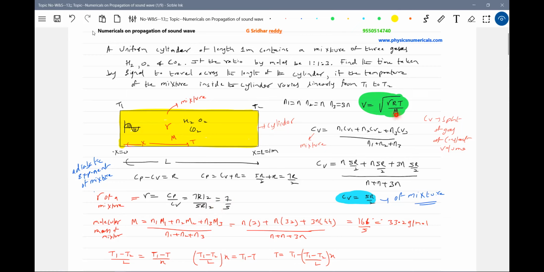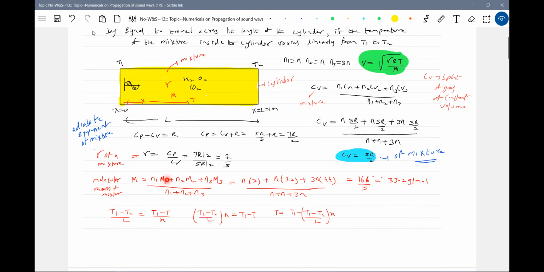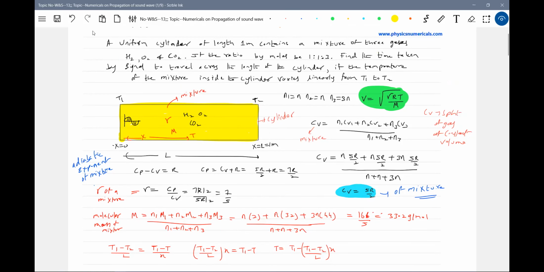Similarly, I want the molecular mass of the mixture. For that, N1 M1 plus N2 M2 plus N3 M3 divided by the total moles. The molecular mass of hydrogen is 2, that of oxygen is 32, and carbon dioxide is 44. Solving this, I'll get 33.2 grams per mole.